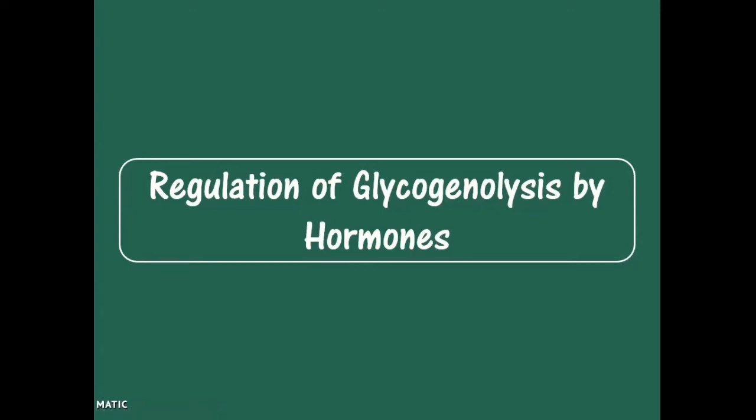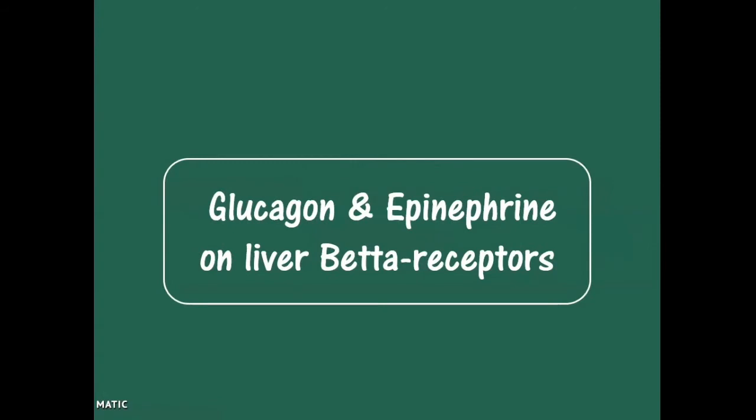Today's topic is about the regulation of glycogenolysis by hormones. Let's start with glucagon and epinephrine on liver beta receptors.